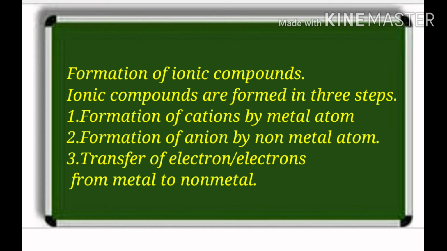Formation of ionic compounds. Ionic compounds are formed in three steps. Number 1, formation of cations by metal atom. Number 2, formation of anion by non-metal atom. Number 3, transfer of electrons from metal to non-metal.